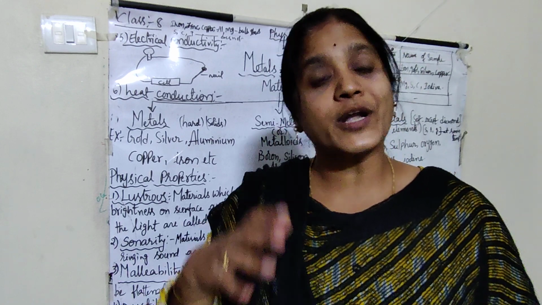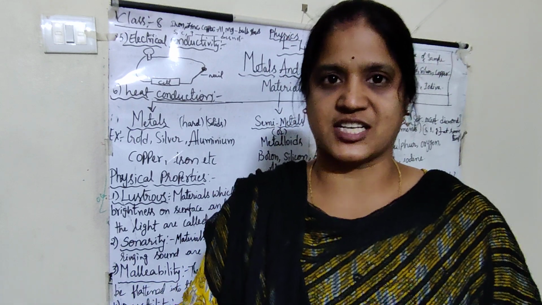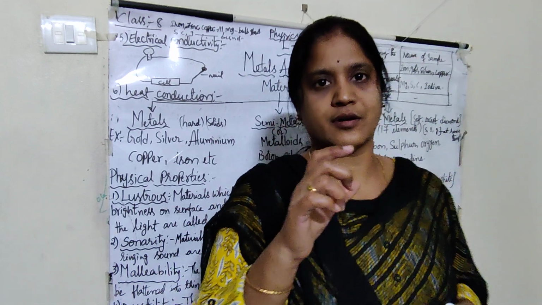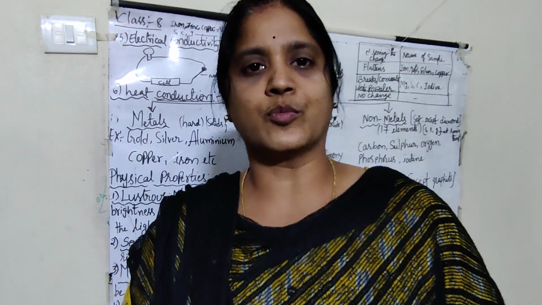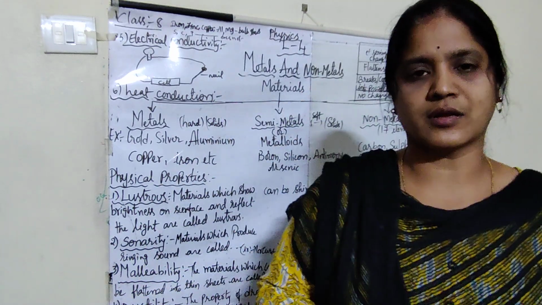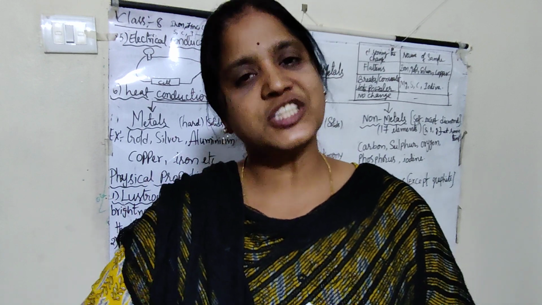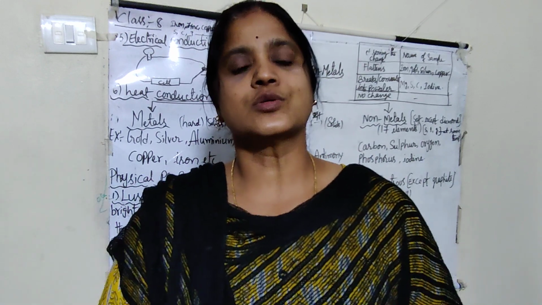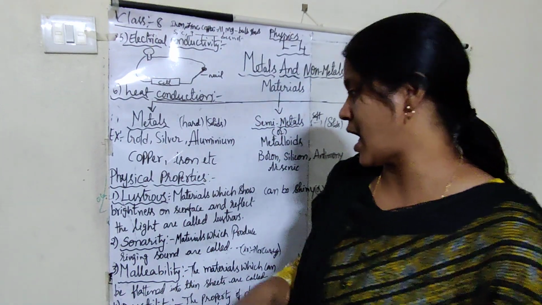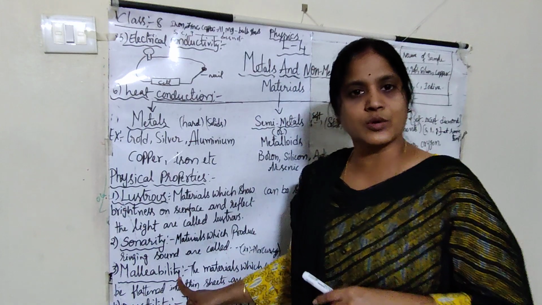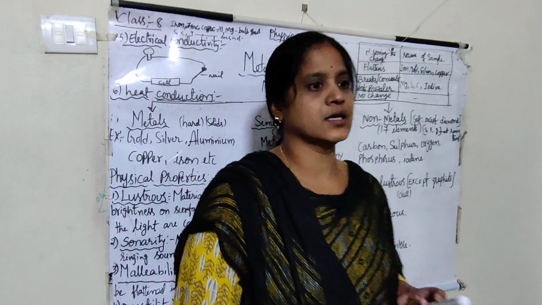So how is it possible that metals are made into sheets? Either in the decoration of sweets or the packing of foods, they use aluminum or some other materials. So how is it possible that they make metals into thin sheets? The metals are made into thin sheets. That property is known as malleability.